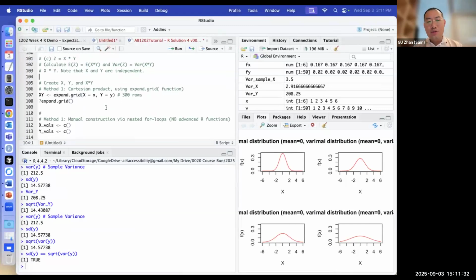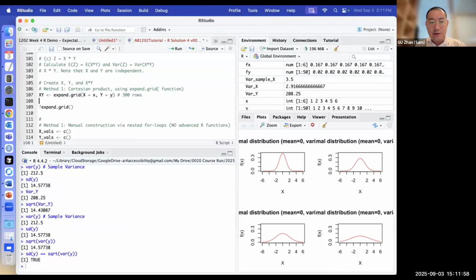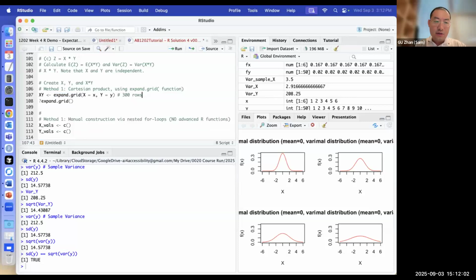What I'm going to show you is a way called the expand grid function. This function is good for you to understand its behavior, but I don't think it will be tested in the quiz. So we are creating a data set called xy, using expand.grid with x equal to x and y equal to y. You can have a look at this function, shown here.